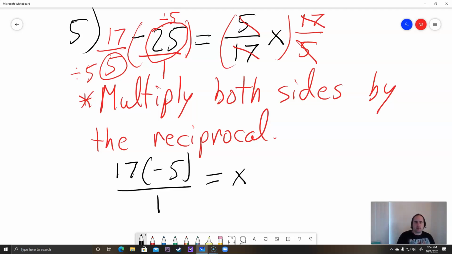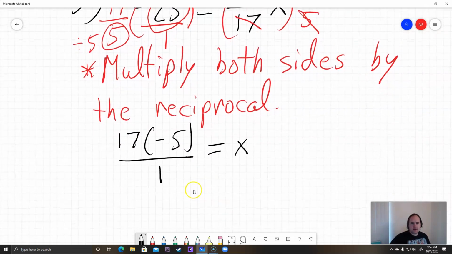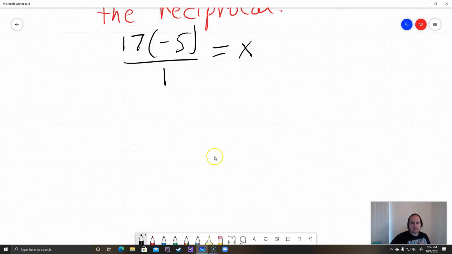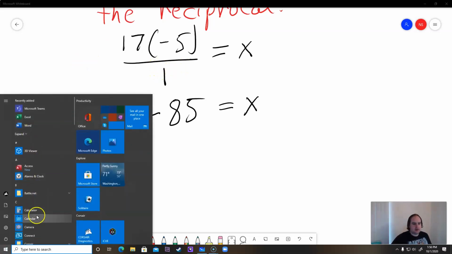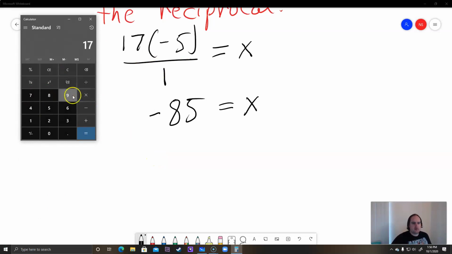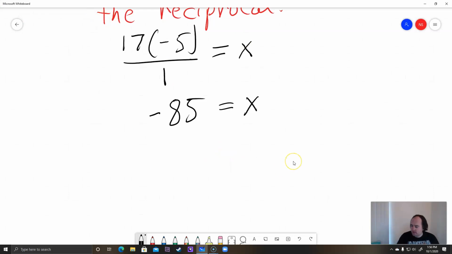So then what's 17 times 5? Well, 5 times 7 is 35. Carry the 3. 5 times 1 is 5, plus 3 is 8. So you're actually going to get negative 85. So we get x equals negative 85. And if you're not good at doing things like 17 times 5 in your head, you can always use your calculator, whether it's a real one or the virtual calculator, just to make sure that 17 times 5 is 85. So negative 85 is our answer.